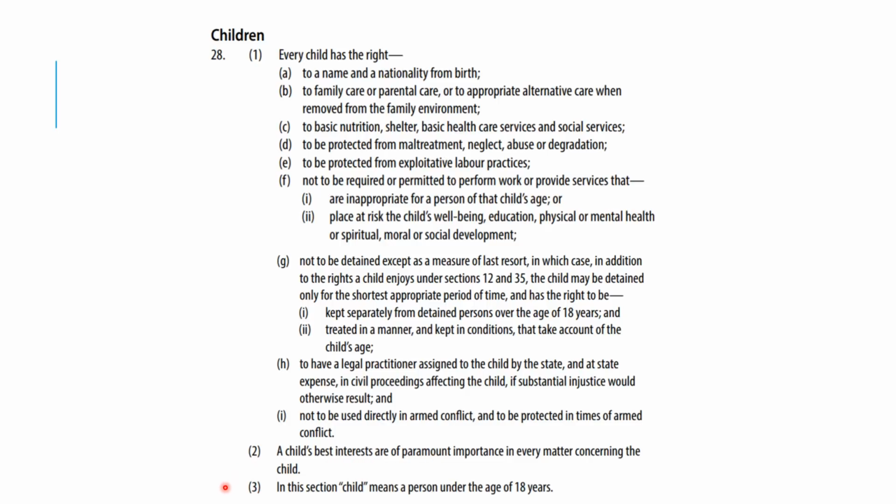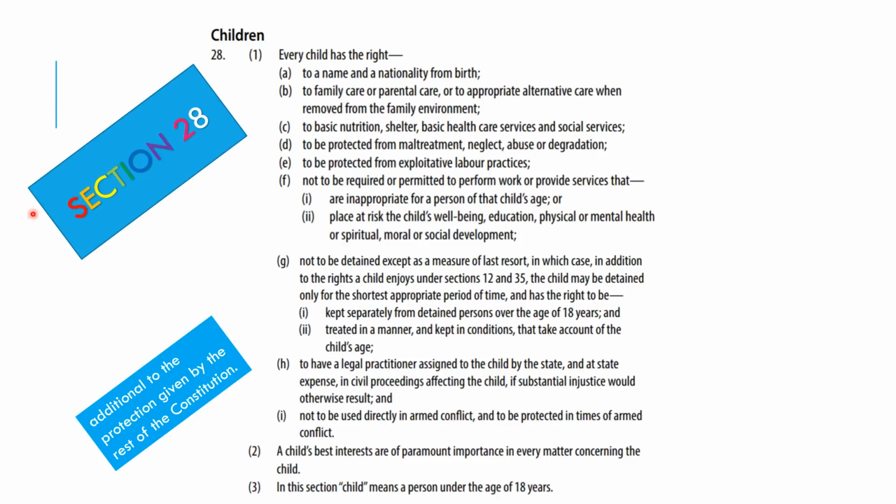And then Section 3, which defines what a child is according to law, which is any person under the age of 18 years. So what this tells you is all the rights we find in Section 28 will only be applicable to people under the age of 18 years within South Africa.